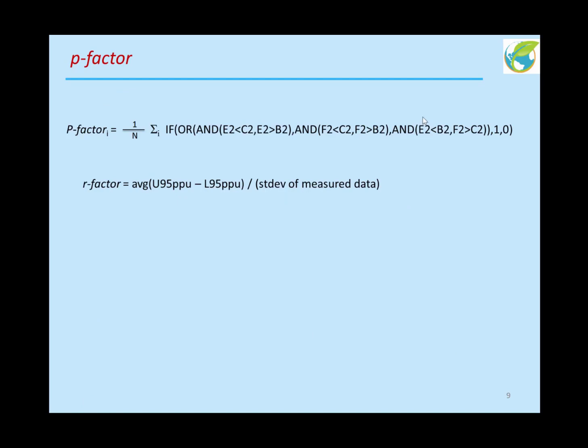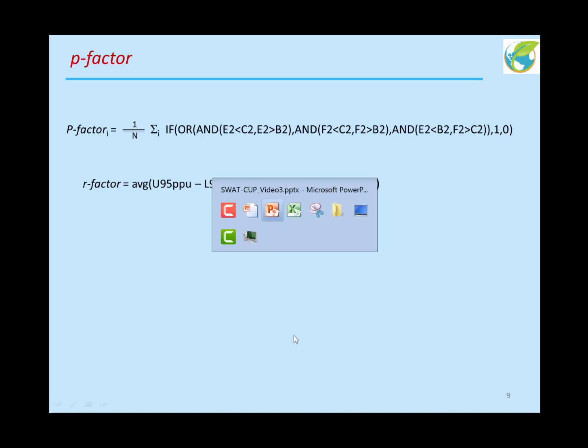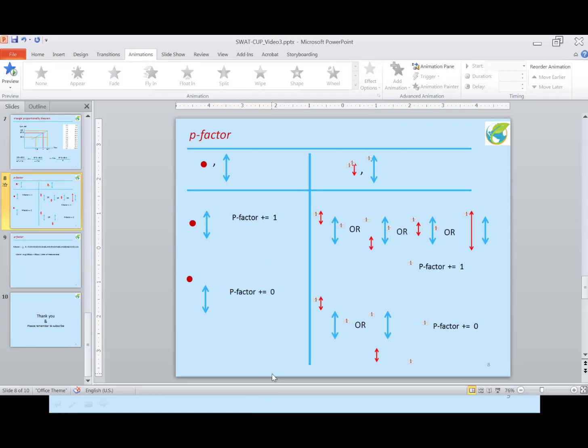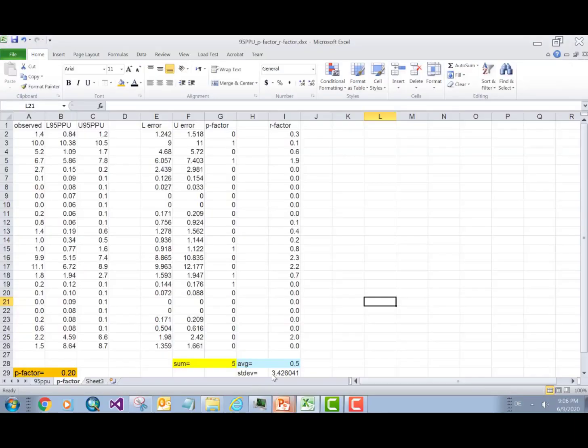And the Excel formula for that is what I have here. And then R factor is simply the average of upper 95 PPU minus lower 95 PPU divided by standard deviation of measured data. Now let me go to Excel sheet and then we can see the calculation here.